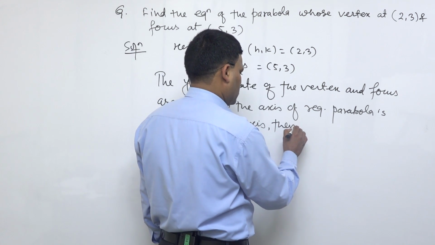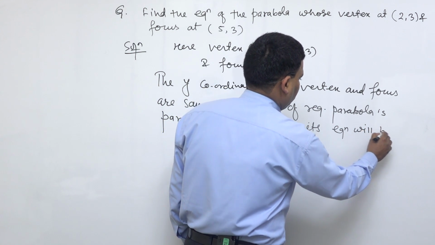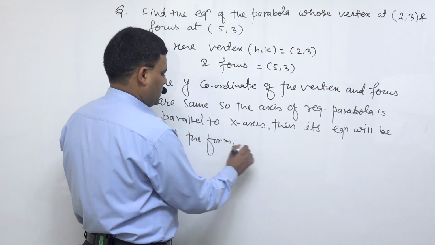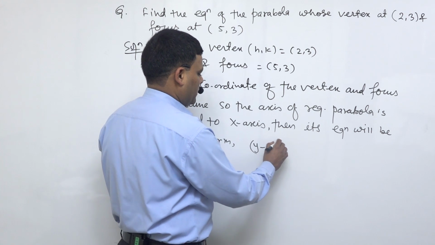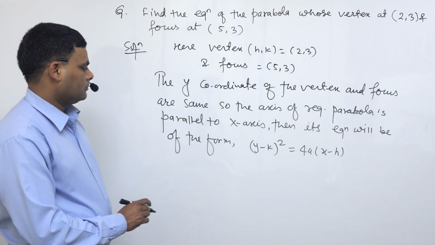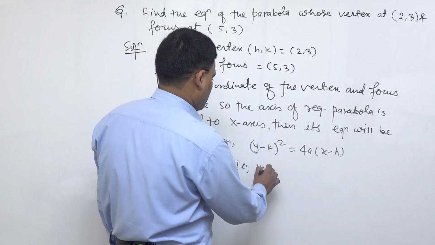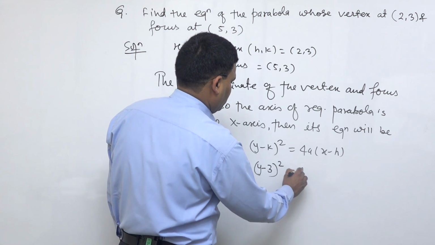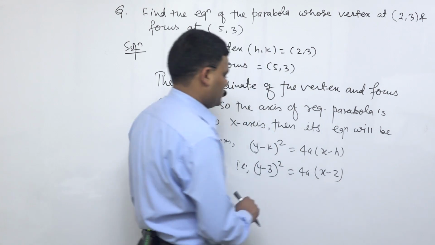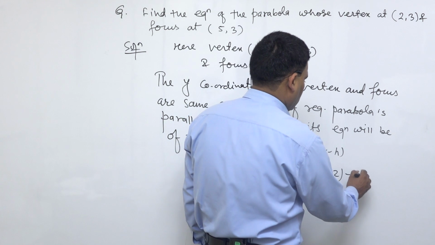Then its equation will be of the form (y minus k) whole square equals 4a into (x minus h) हुन्छ. That is (y minus 3) whole square equals 4a into (x minus 2), h equals 2 छ. अब a को भ्यालु निकाल्नु पर्यो. Let it be equation 1.